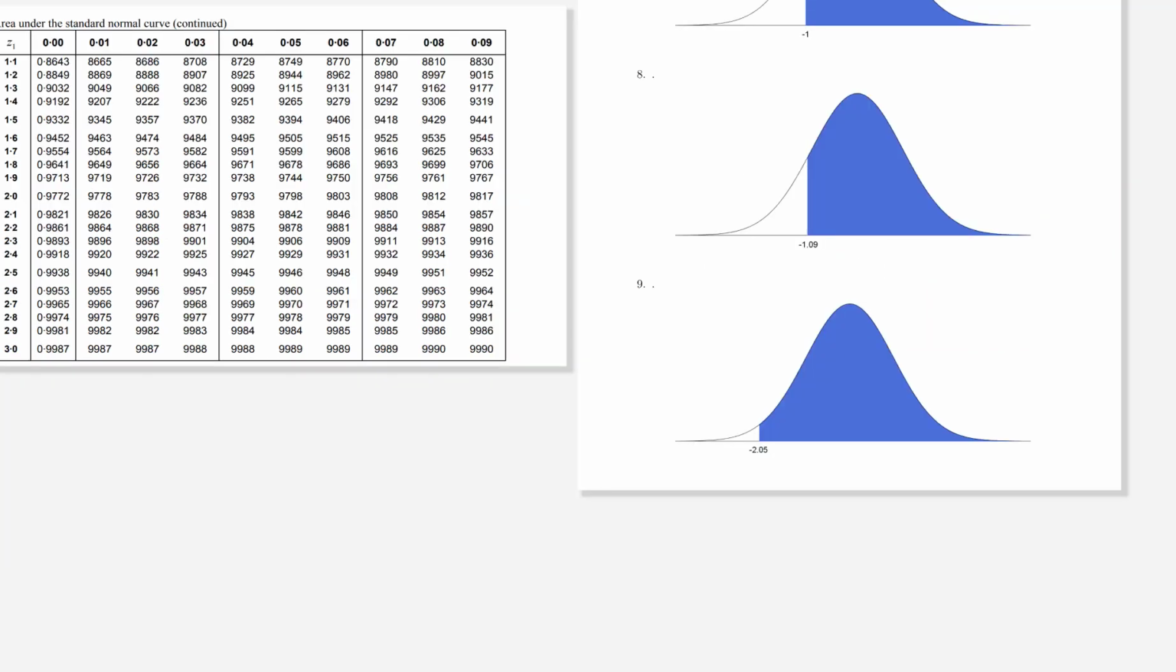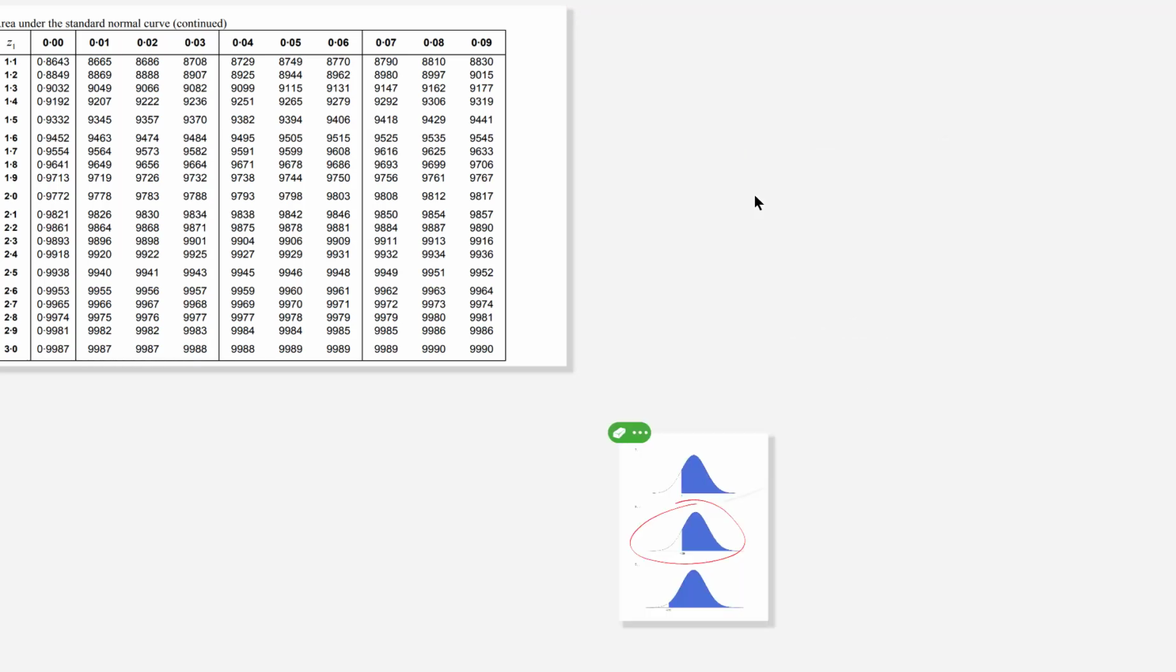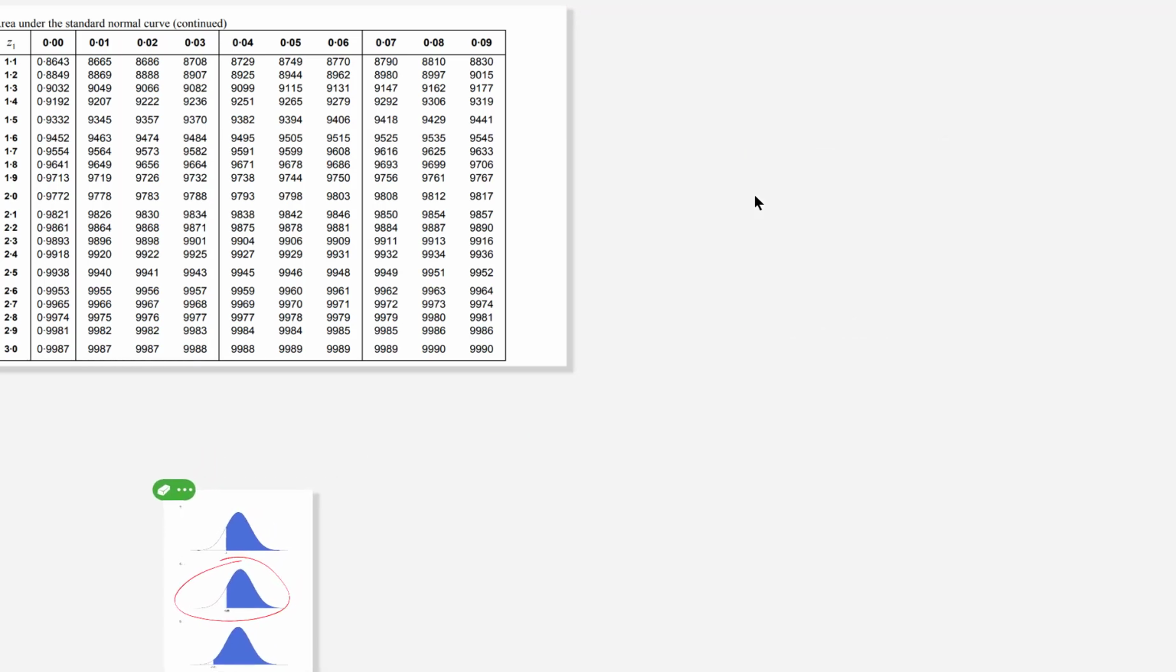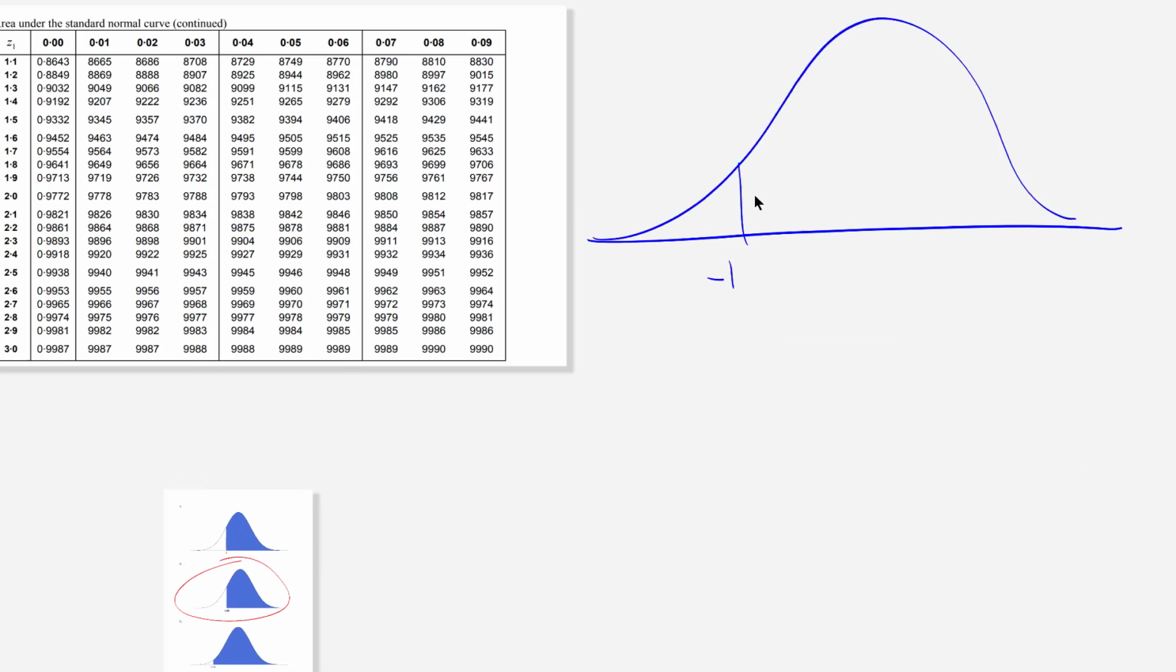All right, let's take a look at this one here. In this one, we want to get the area above the Z value of negative 1.09. We need to understand that if you look at your Z tables, you don't have any negative Z values. You only have positive Z values. So here we have to understand the symmetry of the standard normal distribution. What we're trying to find is the area from minus 1.09 upwards, that whole area there.